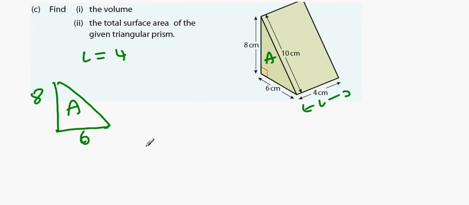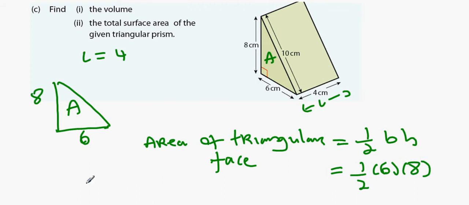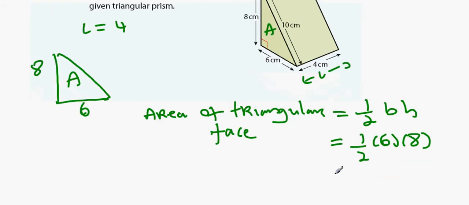So area of triangular face equals a half base by height, which is going to be a half. Base is going to be 6. Height is going to be 8. So half 6 times 8 is going to be 24. 24 centimeters squared.